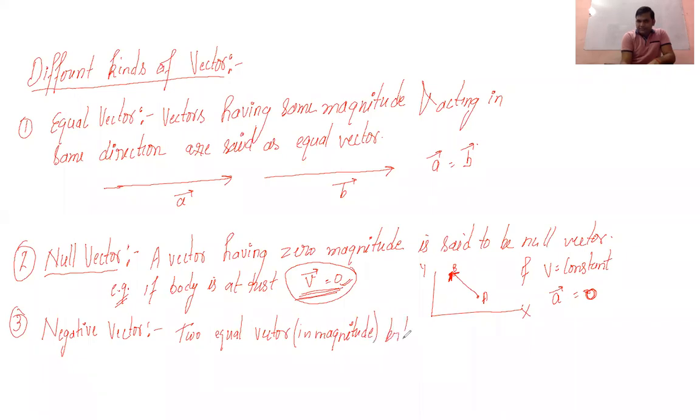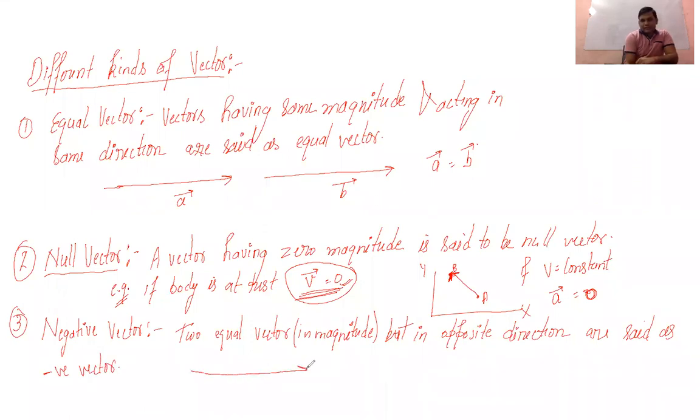Two equal vectors in magnitude, but in opposite direction, are said as negative vectors.